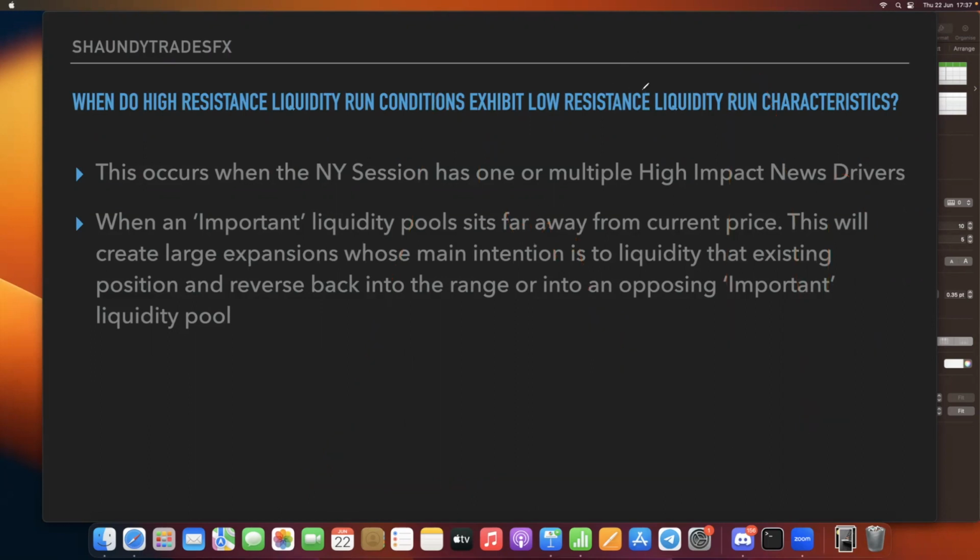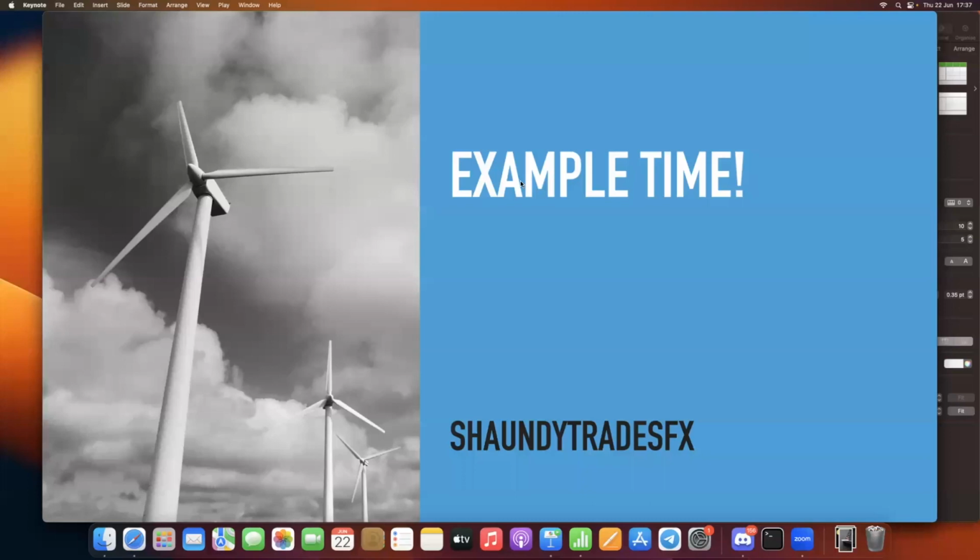High resistance liquidity run conditions are like a godsend for ping pong traders, for 1 minute traders. Let's look at some examples and we'll be done for the day, for the session, for the video.